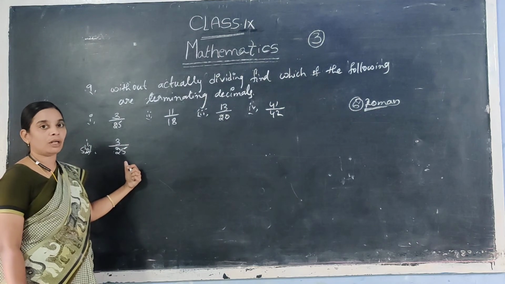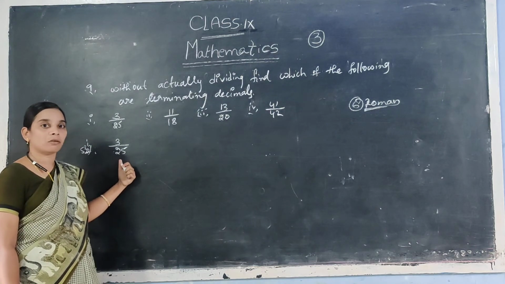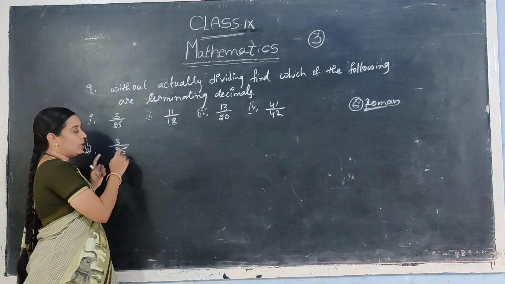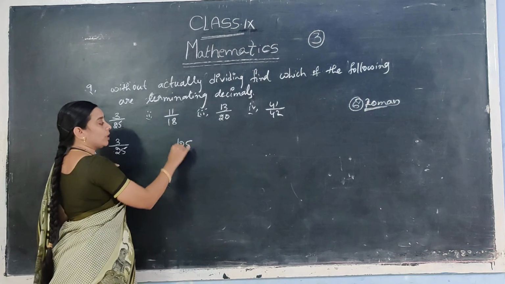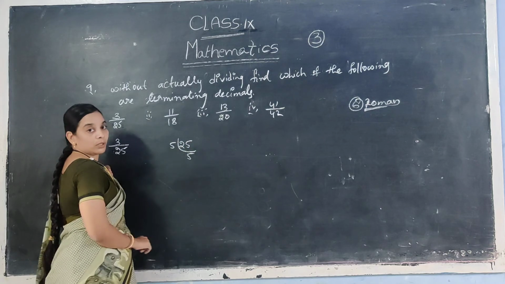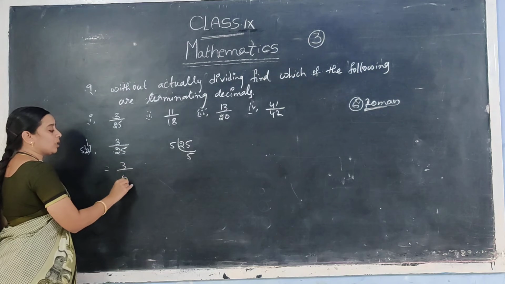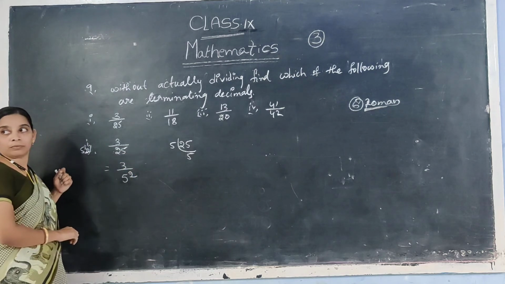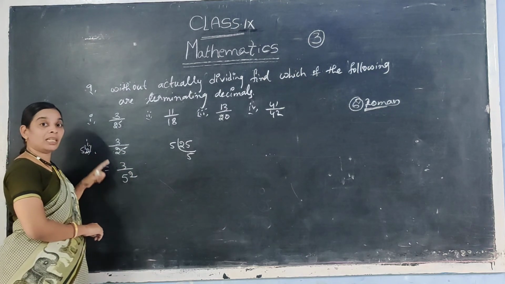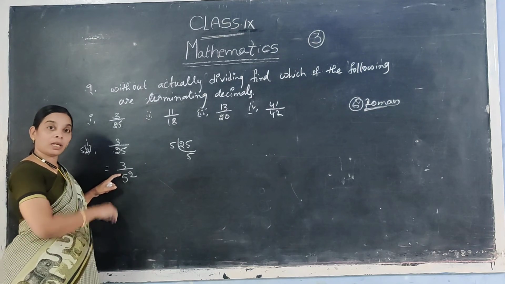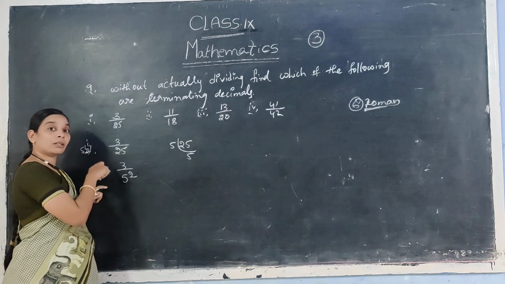So what? First of all I have to find the factors of the denominator. How much is the denominator given here? 25. So first of all find the factors of 25. 5 fives are 25. So that means here 3 by 25 can be expressed as 3 by 5 square. That means this denominator is of the form 5. Okay, that means the denominator is a factor of 5.